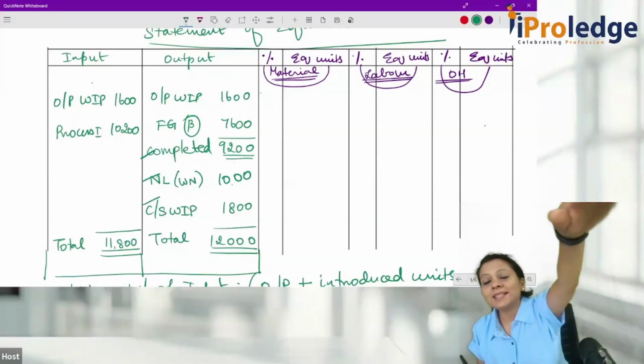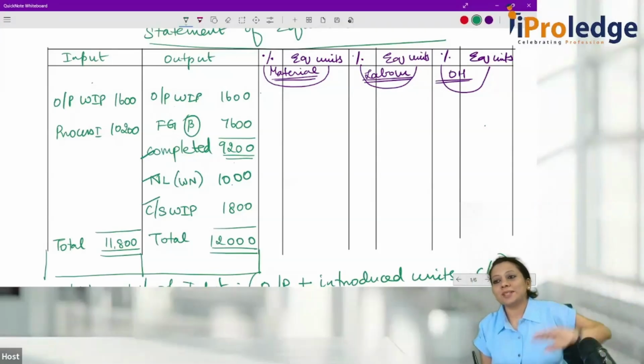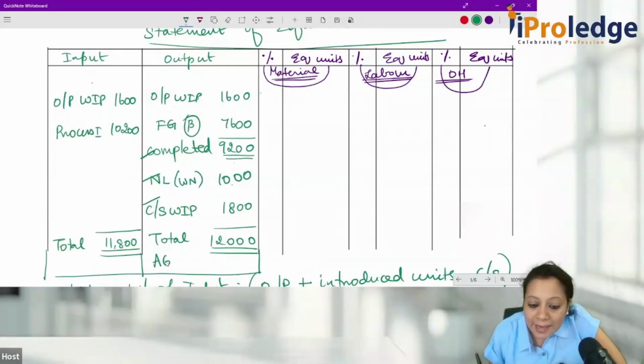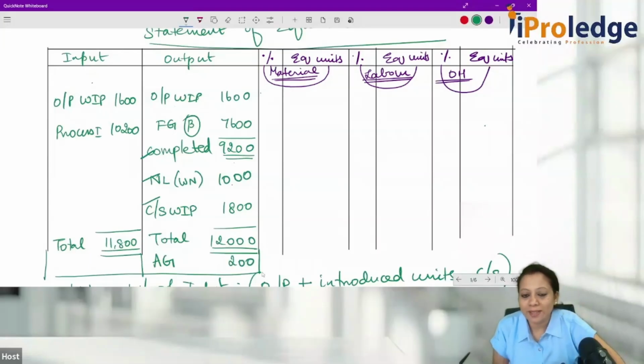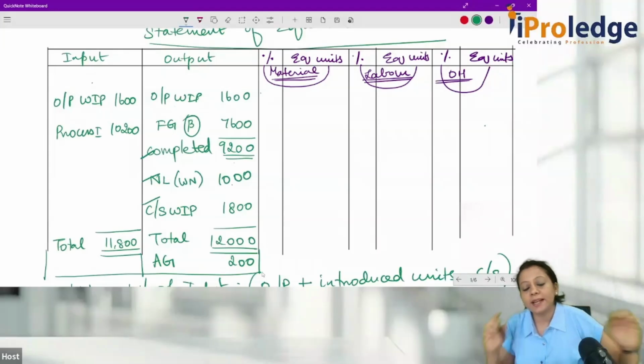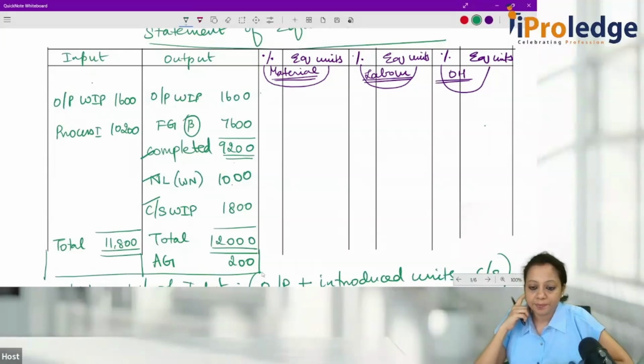This is also just like our process account. Again, I'm telling you. So, input 11,800, I put. Output, I should have got 11,800, but I've got 12,000, which means I abnormally gained 200, because normal loss also we have considered. Suppose I got 11,500 in the output side, then the 300 will be an abnormal loss. First you write down. Any questions that anyone has, please let me know.